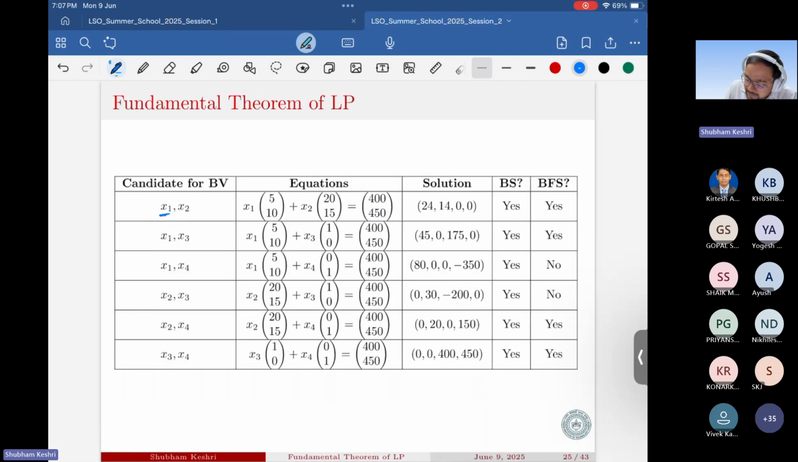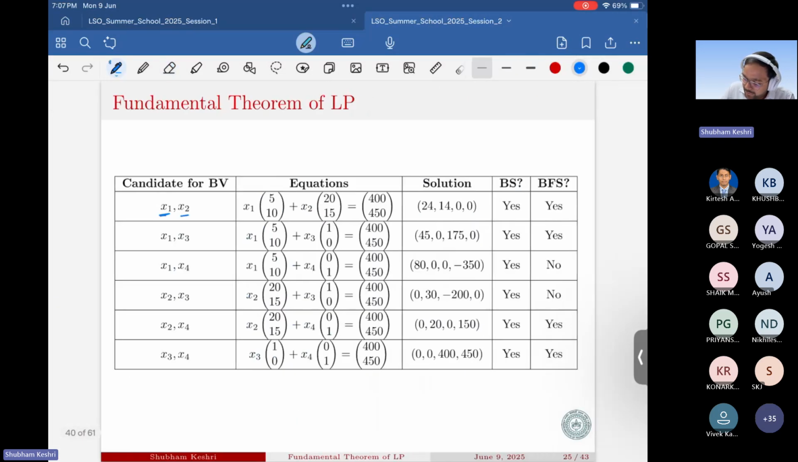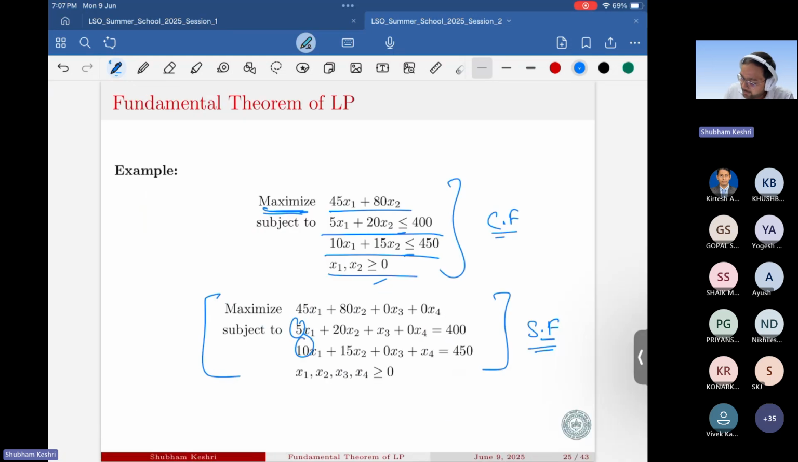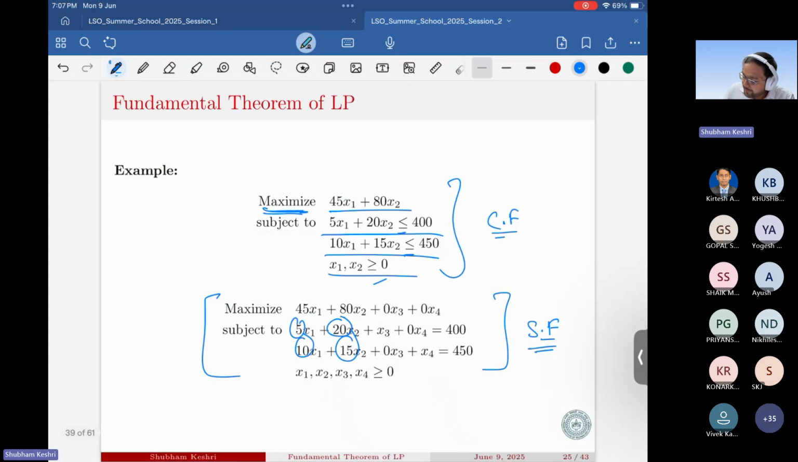So what we will do is we will say x1 and x2, and we will take that column. What is the column for x1? The column for x1 is 5 and 10. And the column of x2 is 20 and 15. And we will put all these as 0. So x3 and x4 are 0.